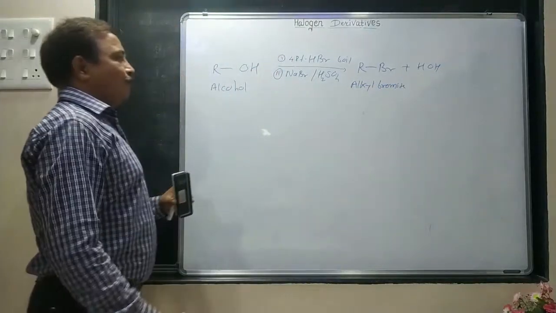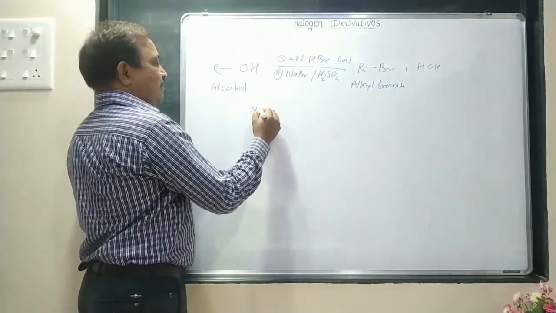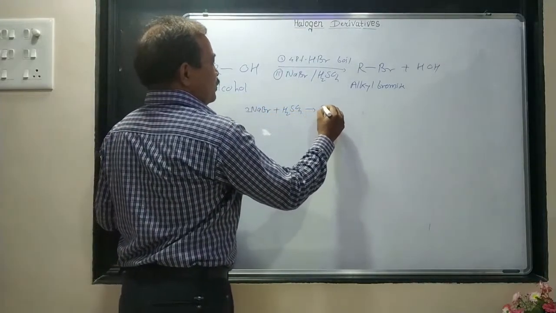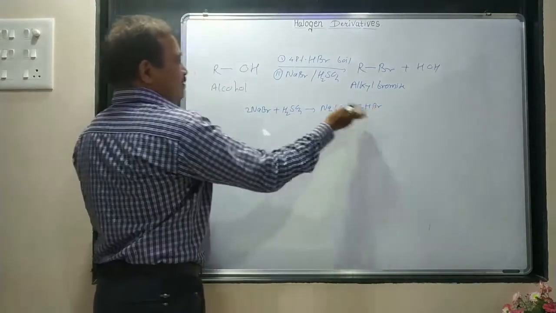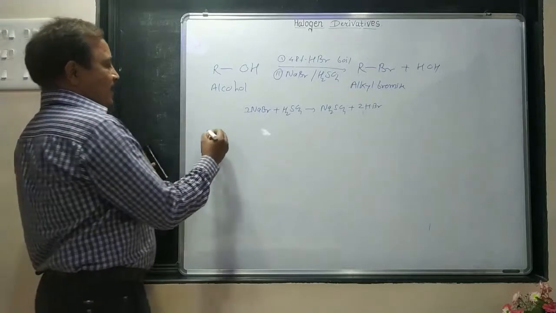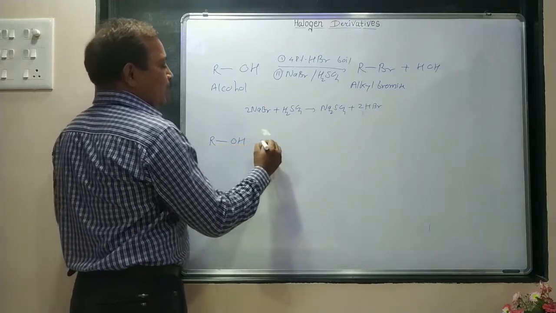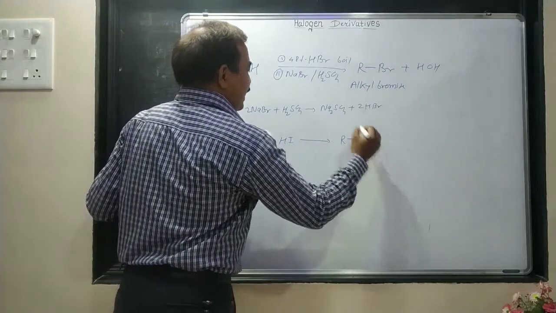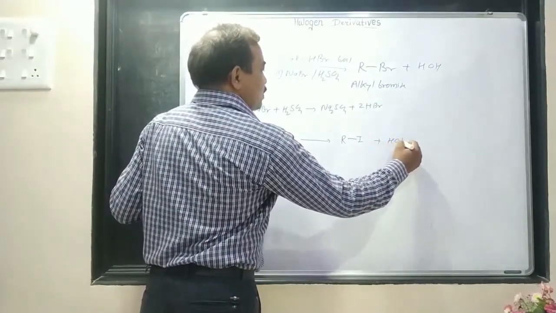So that HBr will be released there and we will get RBr plus HOH, that is, alkyl bromide. Alkyl bromide will be obtained. Here is how HBr is obtained in the second case: twice NaBr plus H2SO4 gives Na2SO4, and two HBr will be released, which can be used to convert alcohol into alkyl bromide. Now the third reaction we will try to understand is the conversion of alcohols into alkyl iodide, RI. Alcohols into RI plus HOH.